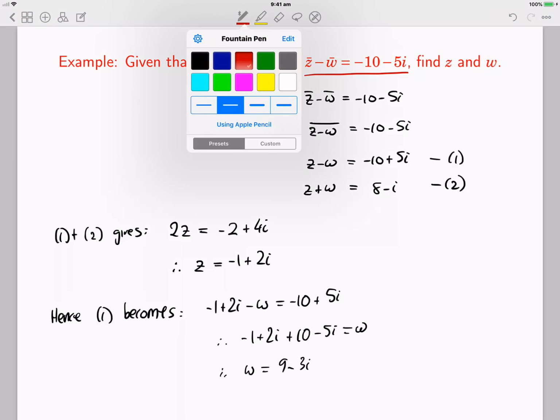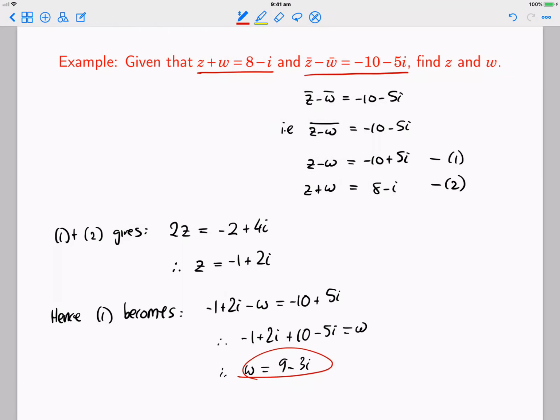And so that's my solution. So that's my w, and that's my z. And that's the idea there. So yeah, hopefully that gives you a better idea of how conjugation works.